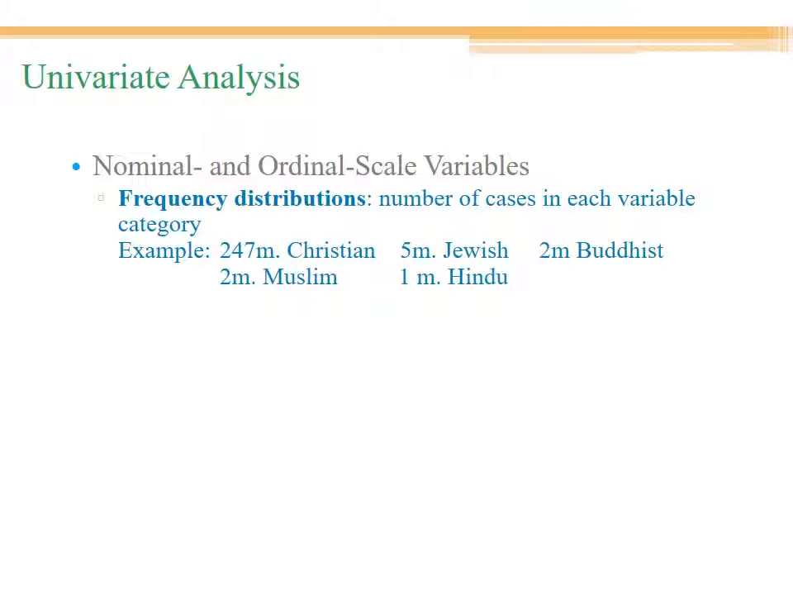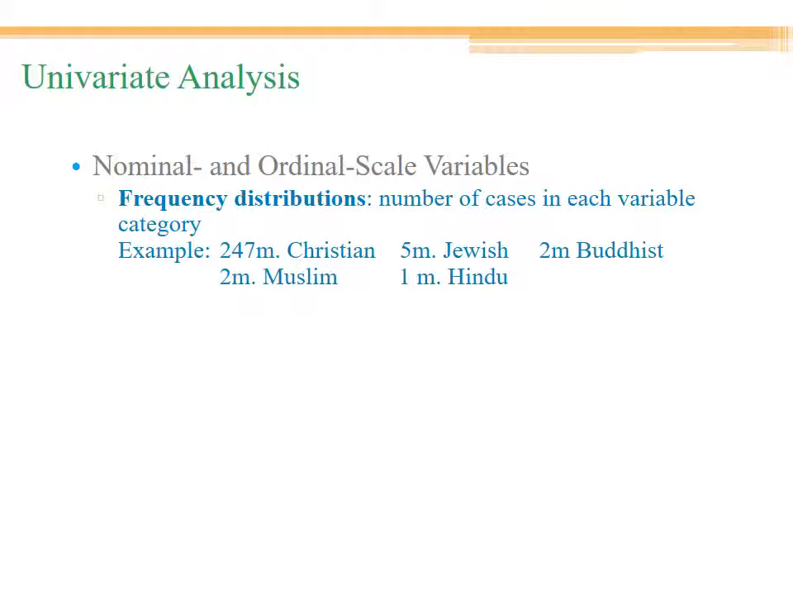In nominal and ordinal scale variables, you present data in frequency distributions, meaning the number of cases in each variable category. So for example, one variable asking for respondents' religious background would have the options of Christian, Jewish, Buddhist, and so on. Here we would present the data in frequency, so the number of cases within each category. So for example, 247 million Christians, 5 million Jewish, and so on.